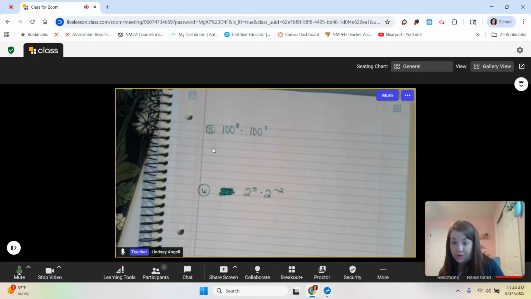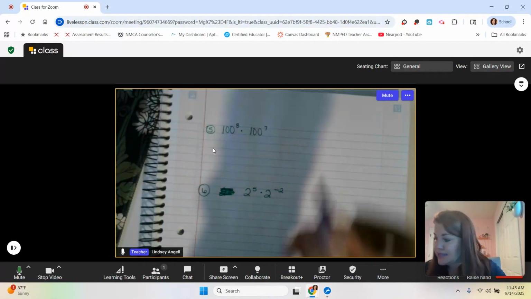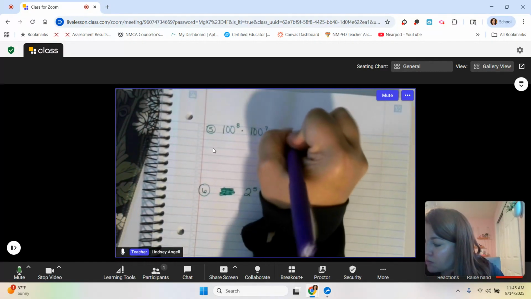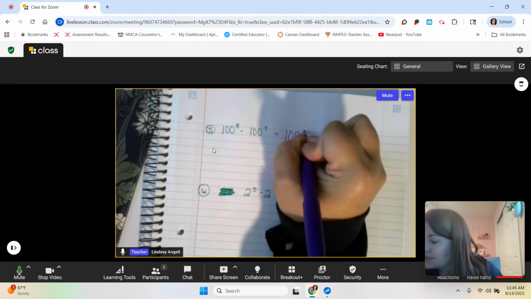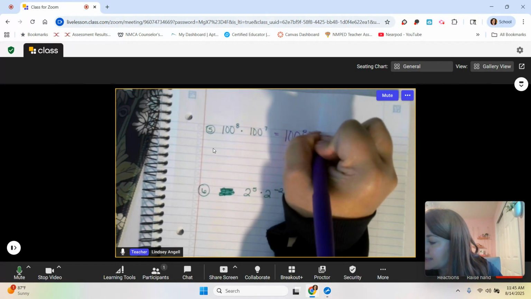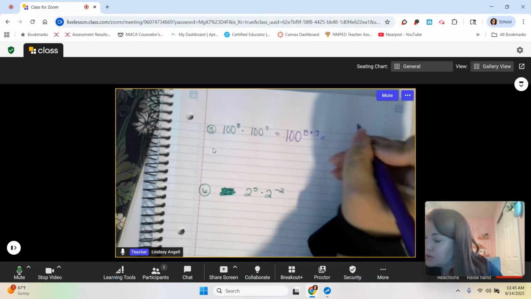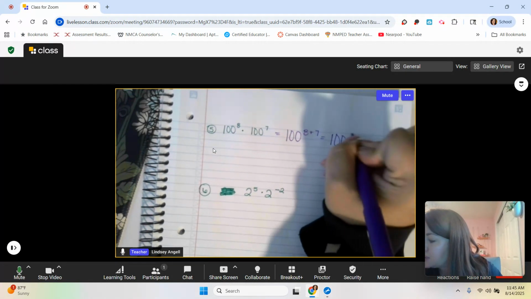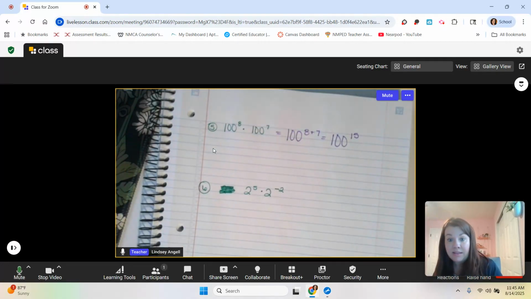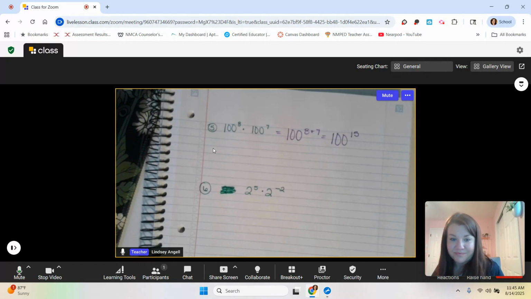Okay, last two. We're going to simplify this one. 100 to the 8th power times 100 to the 7th power. Our base is the same, so we can add our exponents. So we've got 8 plus 7, which is equal to 100 to the 15th power. Woo! That'd be a lot of zeros, right?